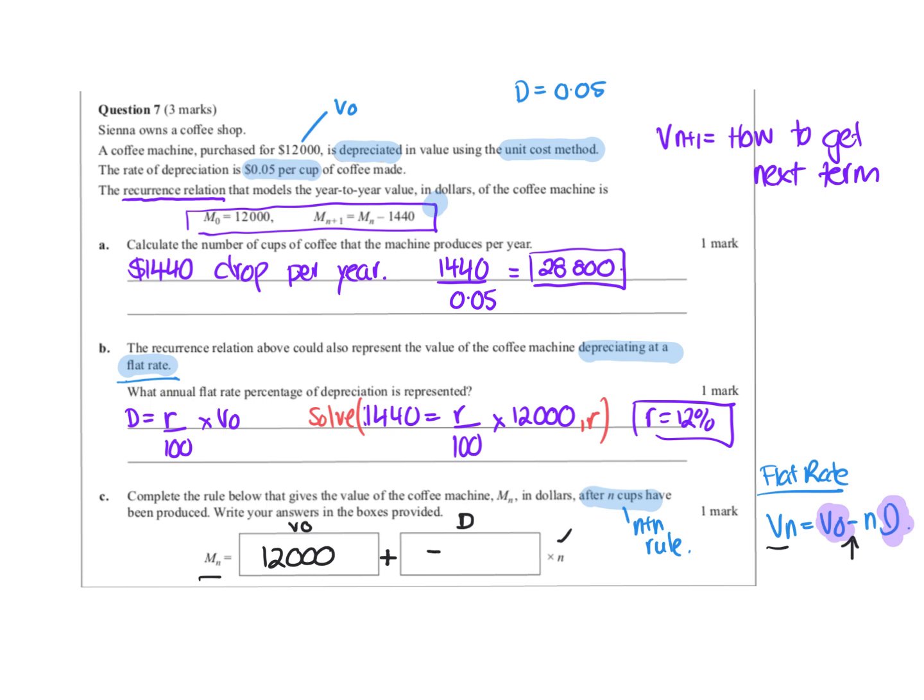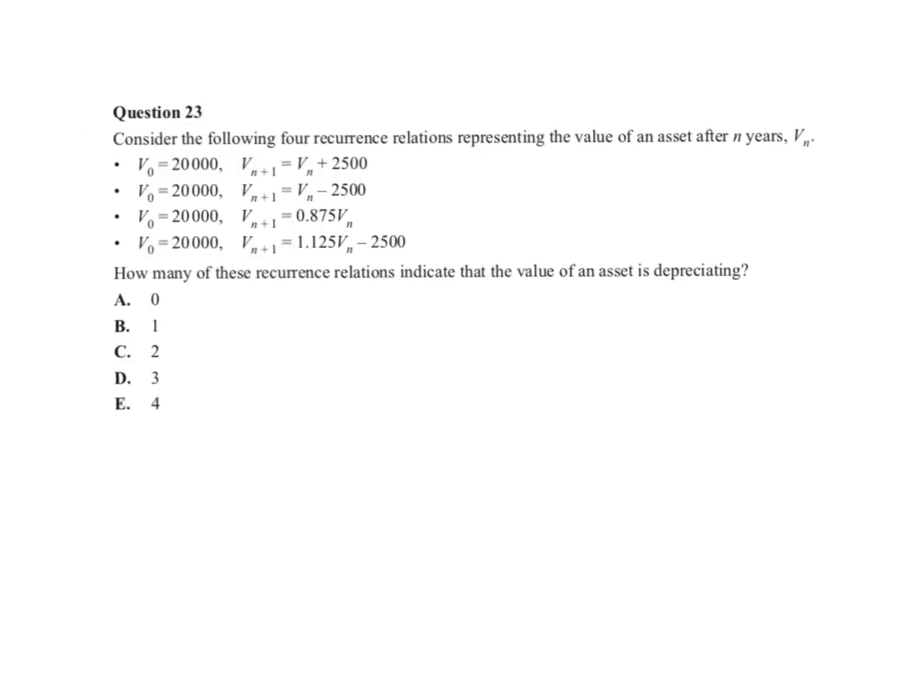Now, sorry, this was actually unit cost. I should write unit cost, because they said after n cups, so we want to use the unit cost. It's still the same formula where D is the cost per cup. So if we look at how much it cost per cup, we just have to put that in there, but we needed the negative. That was the trap.